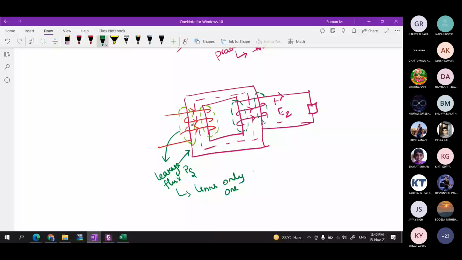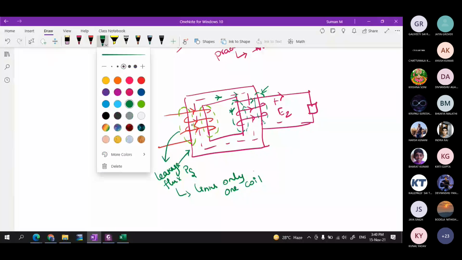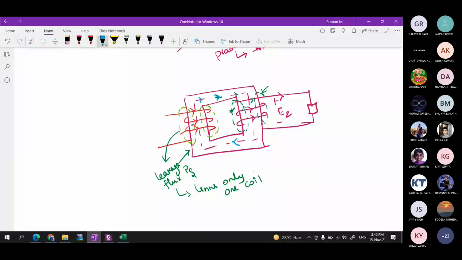Similarly, this dark green color flux is established by the current which is flowing in this secondary loop. So this current established its own flux. That flux is linking only the secondary winding. Here it is not linking both the windings, but you can see the flux which is here, this flux is linking both the windings, primary and secondary winding.